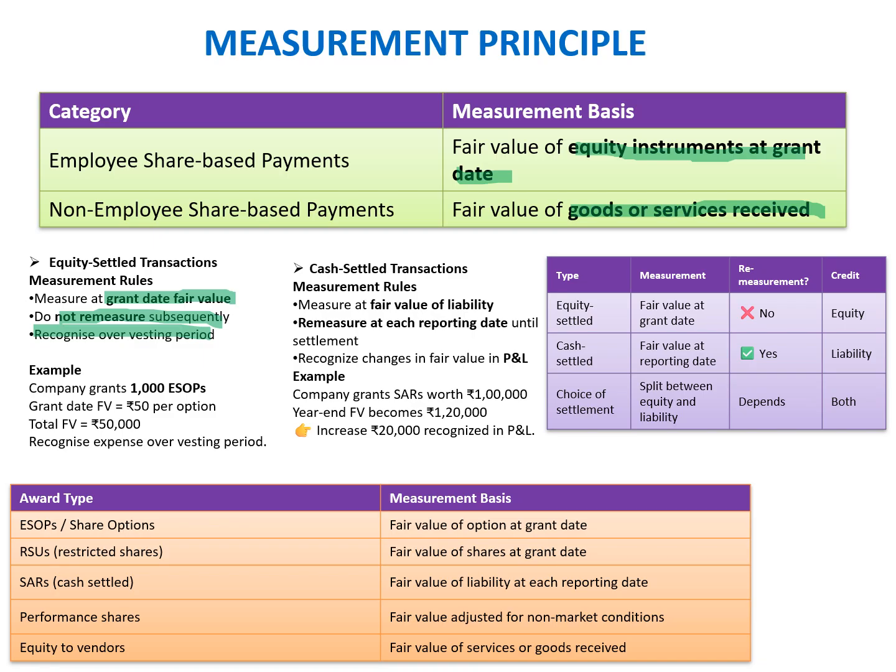For a cash settled transaction, the measurement rule is to measure at the fair value of the liability, remeasure at each reporting date until the settlement, and recognize changes in the fair value in the profit and loss, as we have discussed in the last slide.